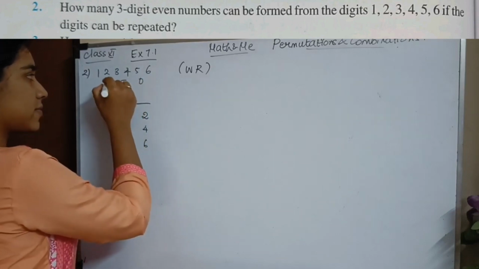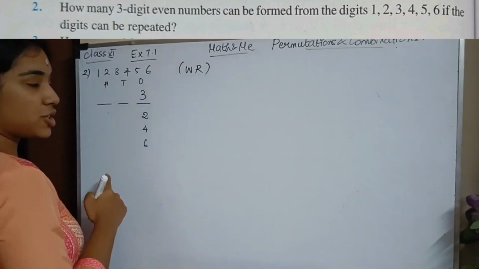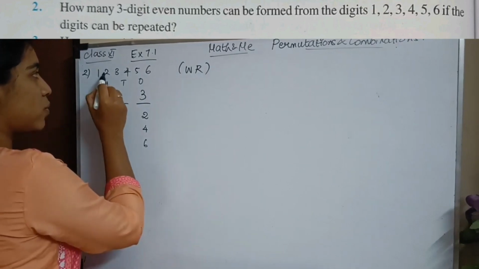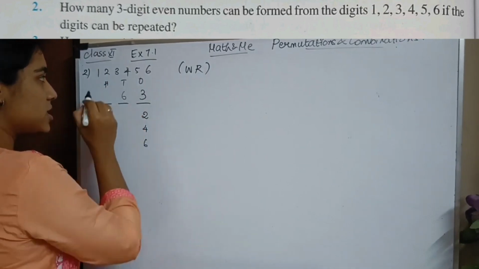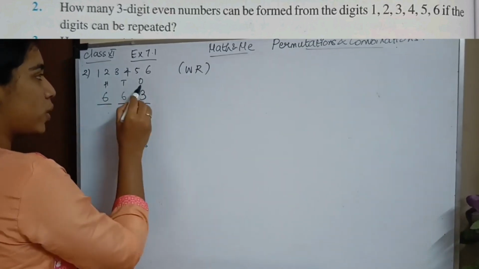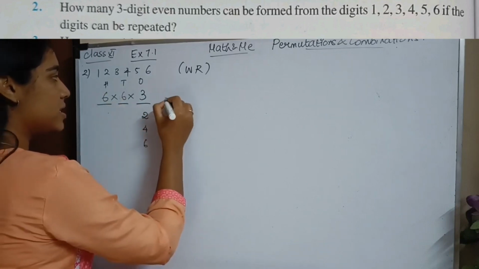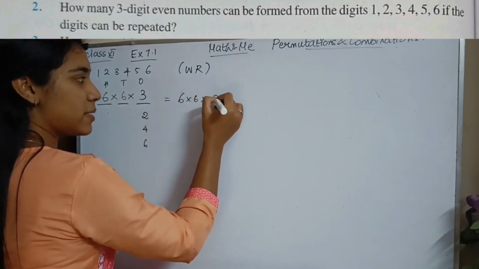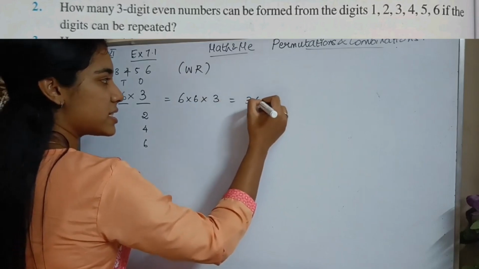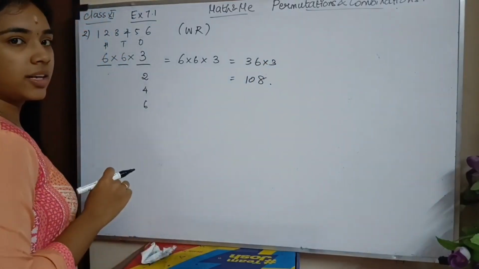Ones, tens and hundreds. So ones place I have 3 options. They say with repetition. So which means for the tens place I can have 1, 2, 3, 4, 5, 6 options. And for the hundreds place I can have 6 options. So for the 3-digit number I need ones and tens and hundreds. So it will be the product of these 3. So I'll have 6 times 3, which will be 36 times 3. 6 3s are 18, 3 3s are 9, 108. So I have 108 options.